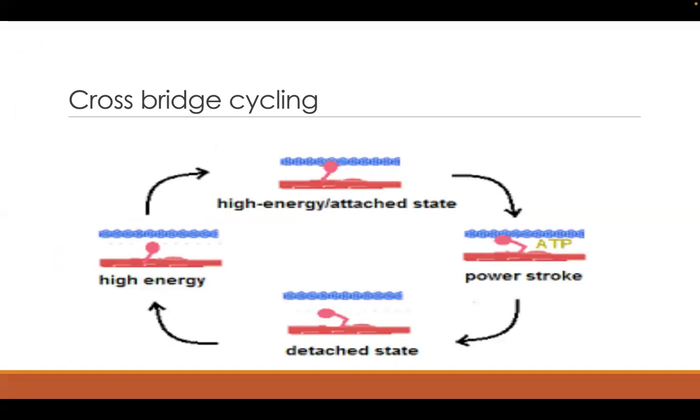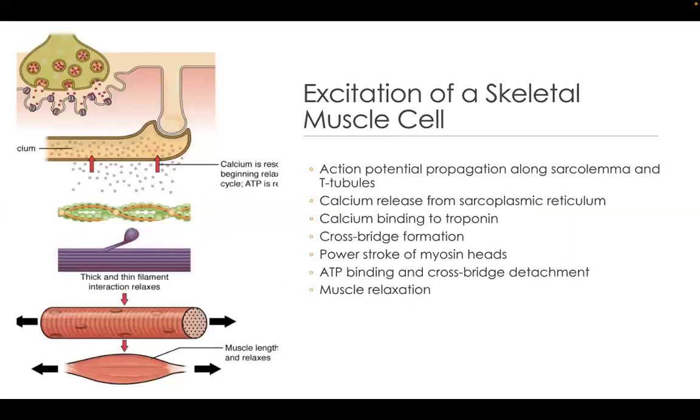So the cross-bridge formation is basically, with the tropomyosin moved out of the way, the myosin heads can bind to the now exposed myosin binding sites on actin filaments, forming cross-bridges. Once this happens, we have the power stroke of myosin heads. Once the cross-bridges are formed, the myosin heads pivot, pulling the actin filament towards the center of the sarcomere. This action is known as the power stroke and is powered by the hydrolysis of ATP.